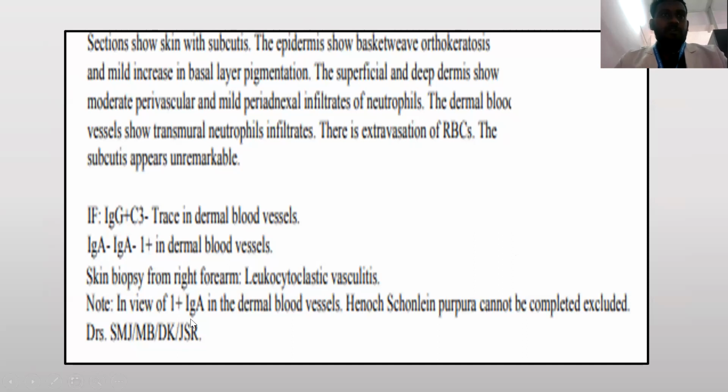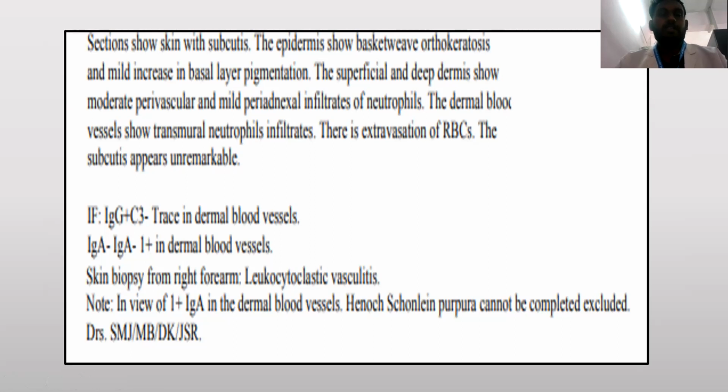This was the biopsy report of the patient. We can see that there is moderate perivascular peri-adnexal infiltrate of neutrophils. Dermal blood vessels will show transmural involvement. There is extravasation of RBCs, and on immunofluorescence IgG and C3 are present in trace in dermal blood vessels, and IgA is 1 plus in dermal blood vessels. So it is suggestive of leukocytoclastic vasculitis.